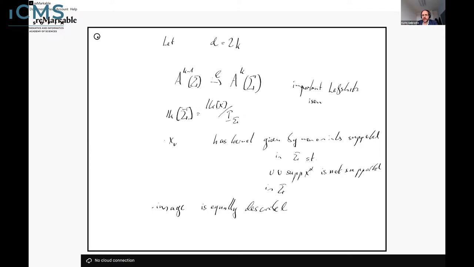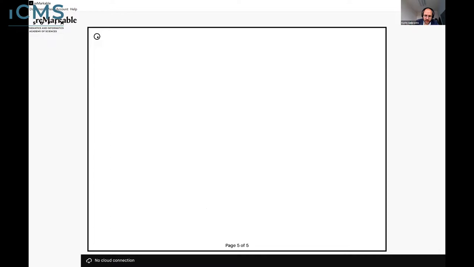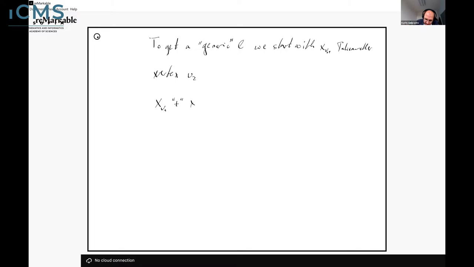So now what we do is we start naively, somehow, to get a generic L. We start with XV, and then we take another vertex. Maybe I should index this some more: vertex V1, vertex V2, and then we look at XV1 plus XV2. Here this plus in quotation marks means generic linear combination. I don't write coefficients because you're supposed to choose them generic.